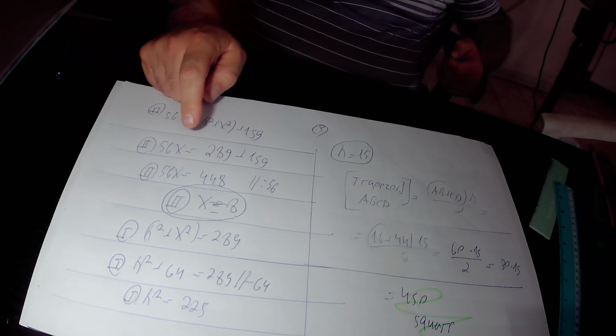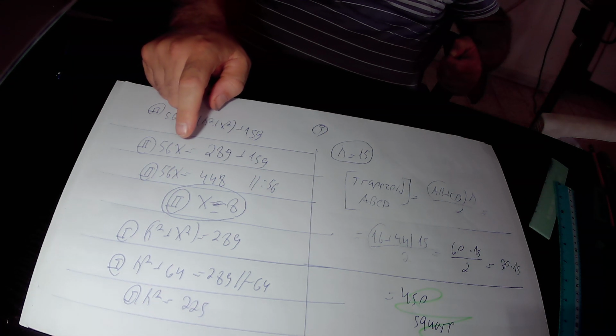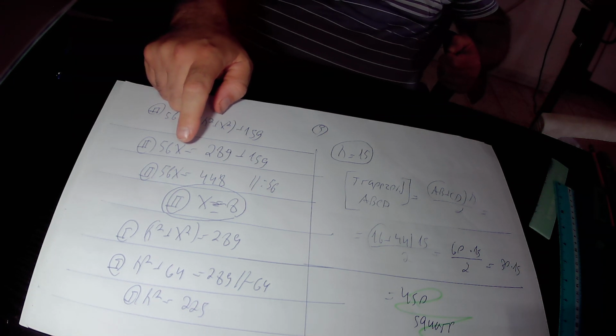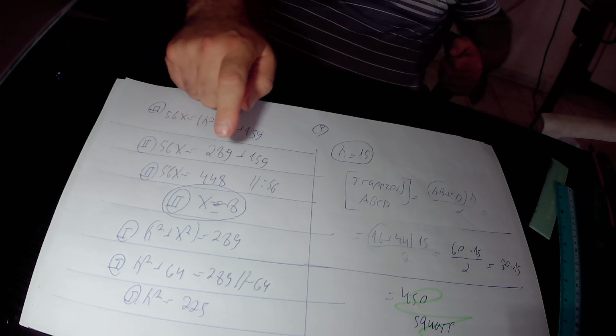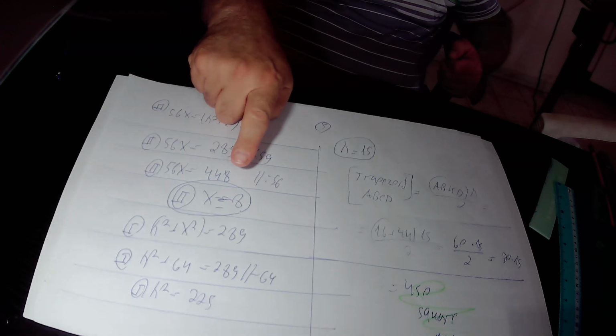So here we divided this equation, equation 2, by 56, and finally found out that x equals 448 over 56, which is equal to 8. So x equals 8 units.